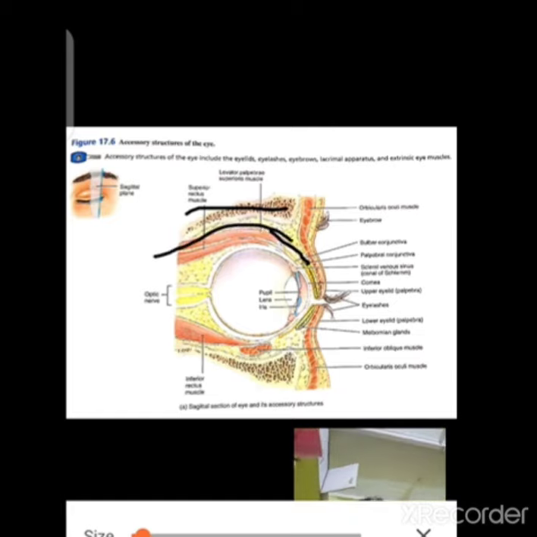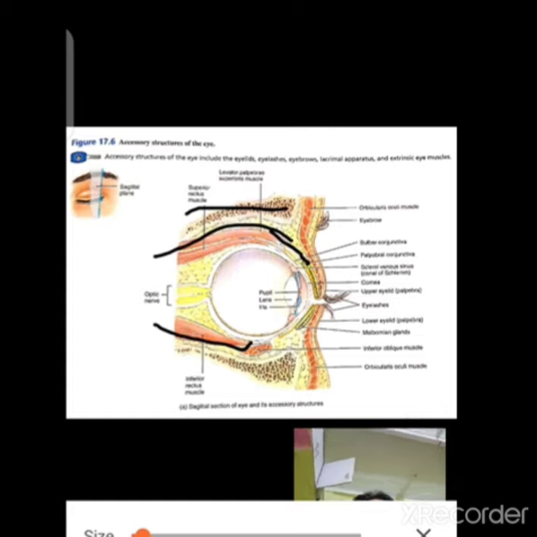Okay, now the extrinsic eye muscles extend from the walls of the bony orbit to the sclera, that is the white of the eye, and are surrounded in the orbit by a significant quantity of periorbital fat. These muscles are capable of moving the eye in almost any direction. These muscles are very important. They are responsible for the movement of the eye in any direction.